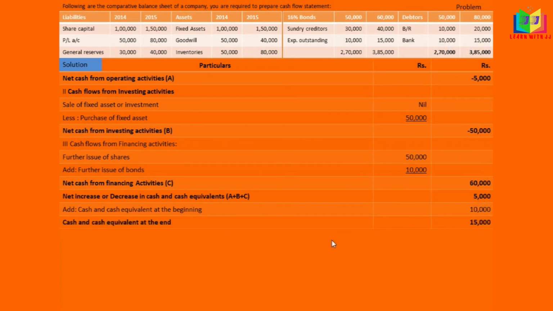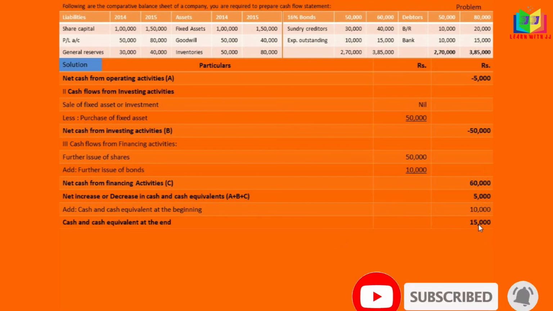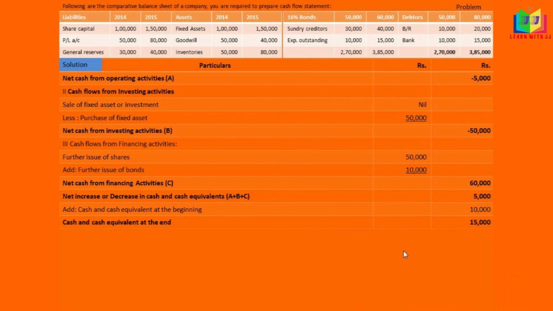Then we did correctly. If we add the net increase or decrease in cash and cash equivalent with the opening balance of cash, we have to get the closing balance of cash. In this problem, we got that 15,000. So we did correctly.